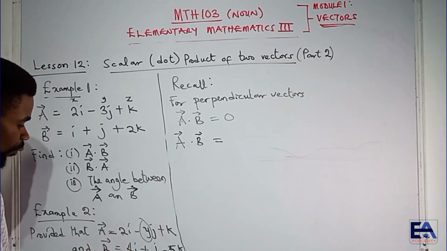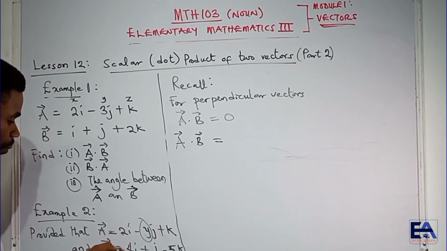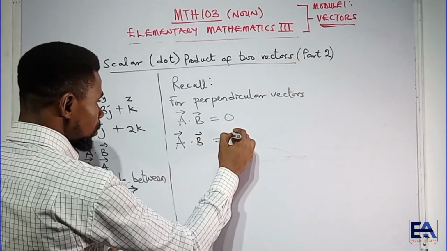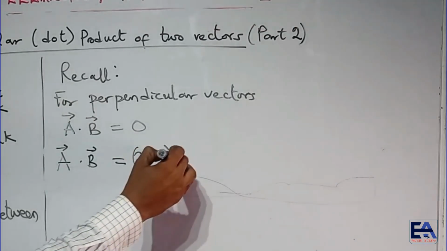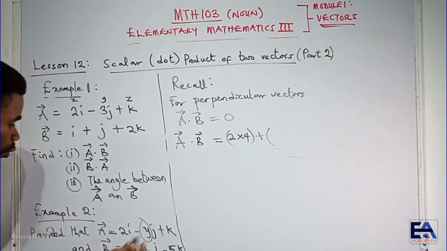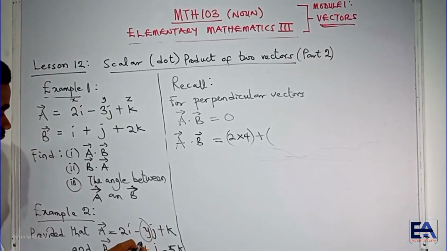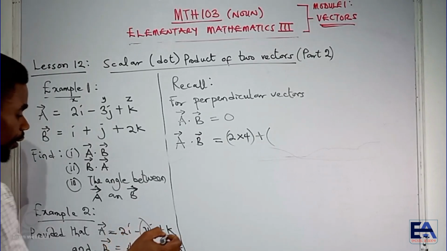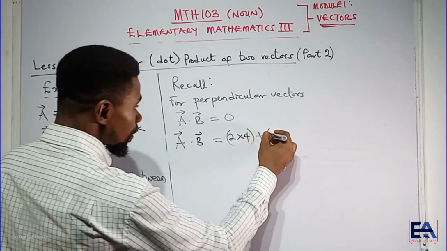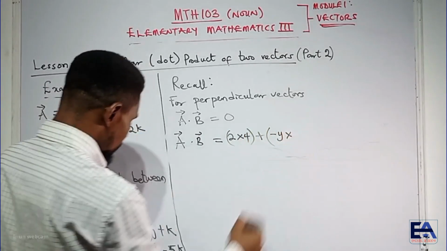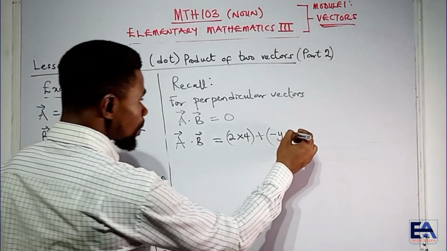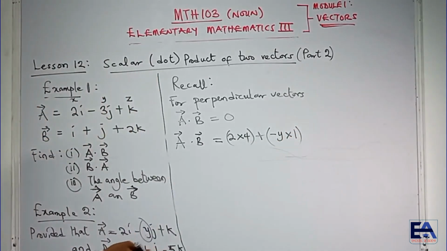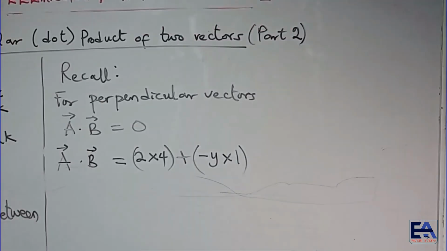What is the product of the x components? That will be 2 times 4, plus the product of the y components, that will be minus y, then multiplied by the y component of the second vector here, which is 1. Since they wrote ordinary j, it means 1j.